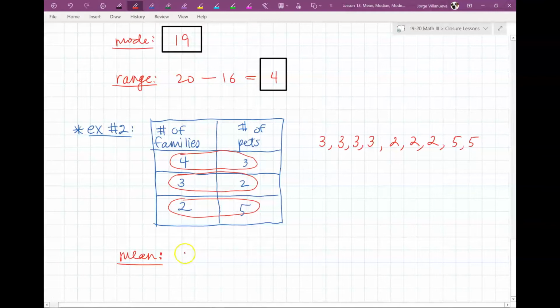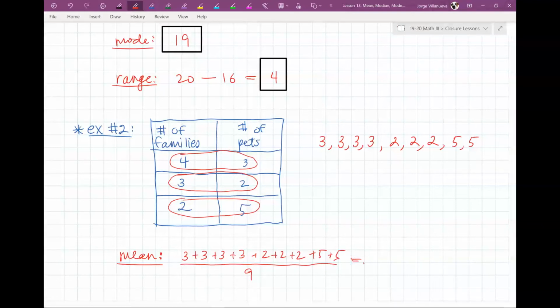So I'm just going to add 3 plus 3 plus 3 plus 3 plus 2 plus 2 plus 2 plus 5 plus 5. And I'm going to divide that by 9. So let's see. What do we get? The top part is 12 plus 6, plus 10, that's 28. We're going to divide it by 9. And that's approximately 3.1. This would be my mean for this problem.